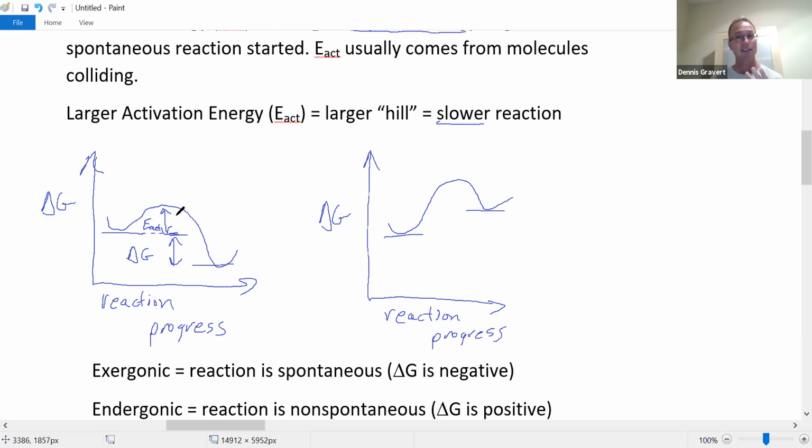Okay, if it was H and negative, it would be exothermic, but this is G, so it's the other term that has an X in front of it. It's exergonic. And it just says, okay, if it was exothermic, heat's leaving. This is exergonic, free energy is leaving, free energy is negative. It's better known as spontaneous.